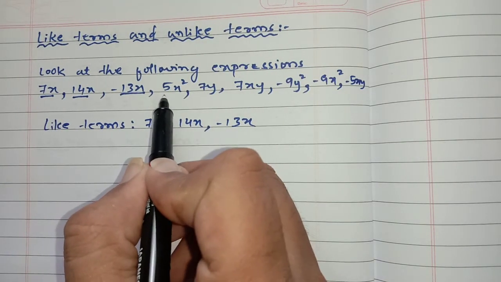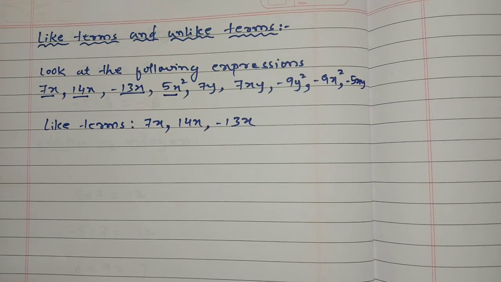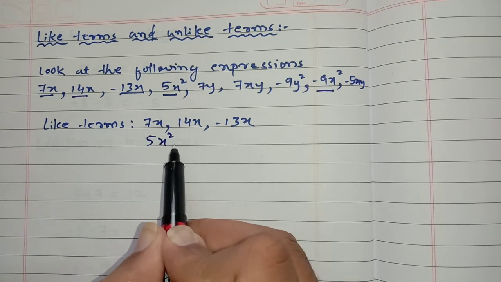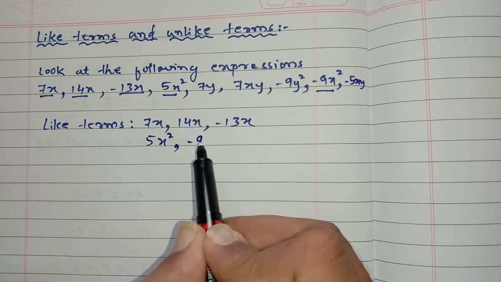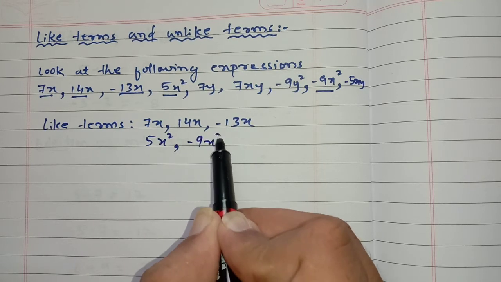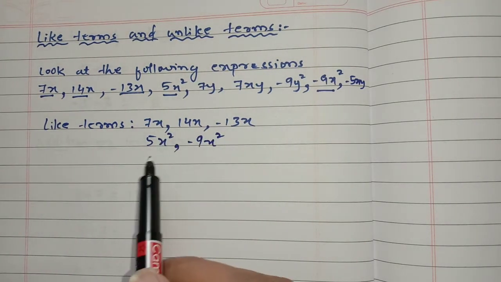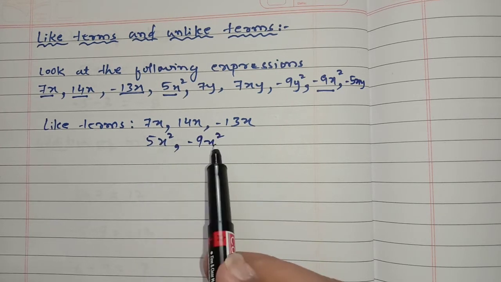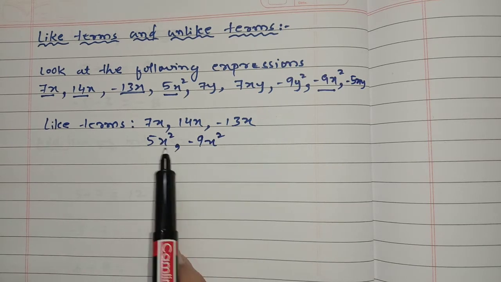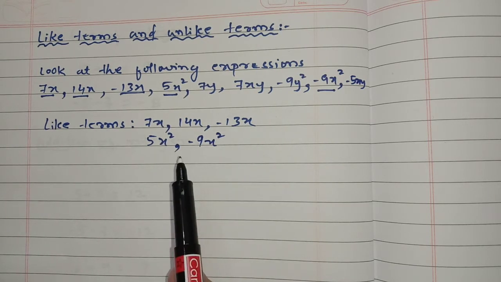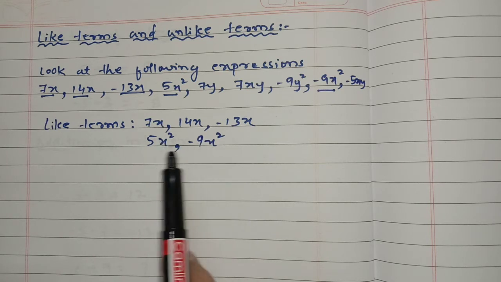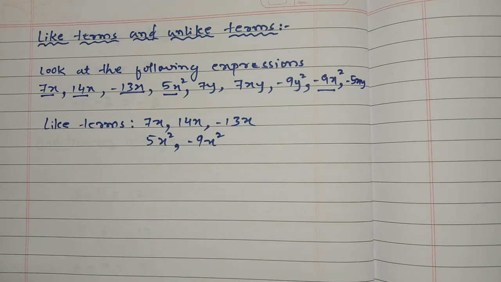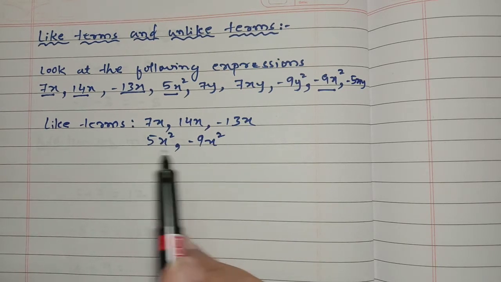And here you can see 5x square and minus 9x square. These are also like terms. The power and the variable are the same. If power and variable are the same, then they are like terms. Both have x as variable and both have power square. That's why they are like terms.